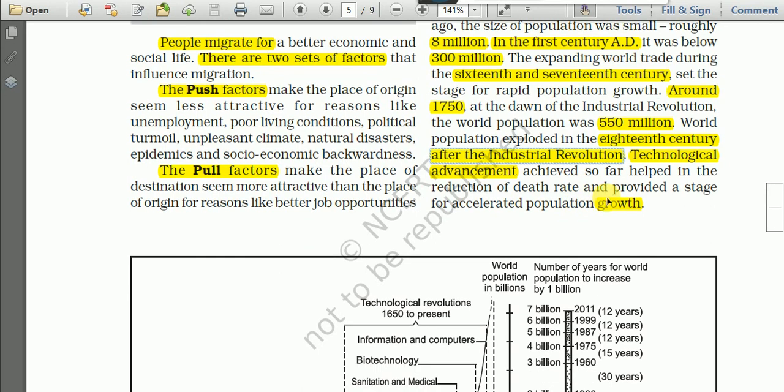The reason is given here. Technological advancement achieved so far helped in the reduction of death rate and provided a stage for accelerated population growth. We know that when the death rate declines, there will be an increase in the population. If the birth rate remains high, and at the same time the death rate is reduced, then we will get a rapid increase in population growth.